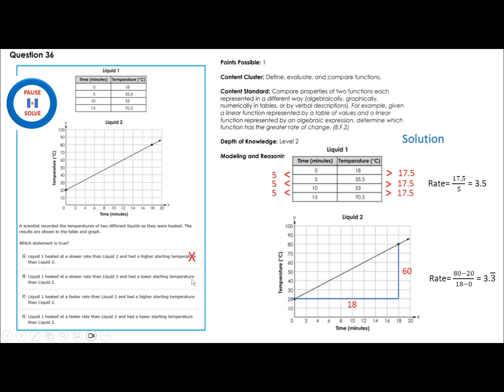The first one is not good. Liquid 1 heated at a slower rate? No. Here, liquid 1 heated at a faster rate, that's good, this is bigger than this. And higher starting point, is this higher than this? No. So look at the last one now. Liquid 1 heated at a faster rate, correct, and had a lower starting temperature, 18, lower than 20.